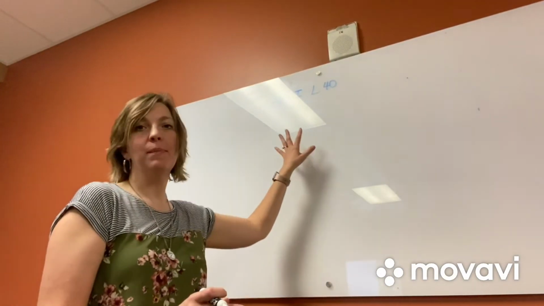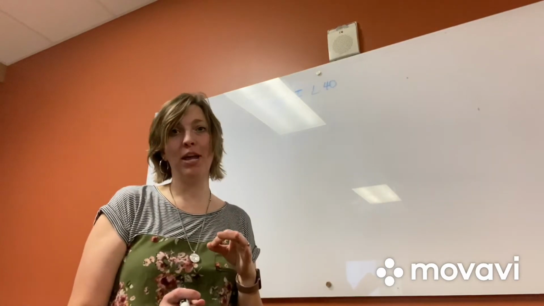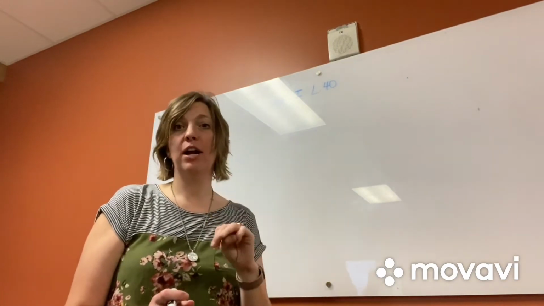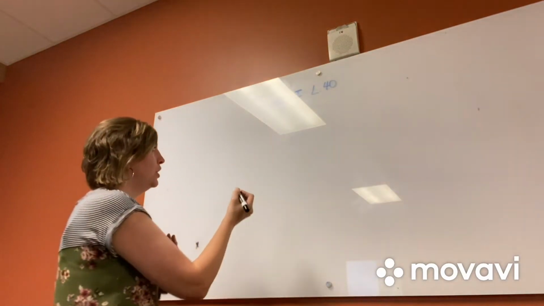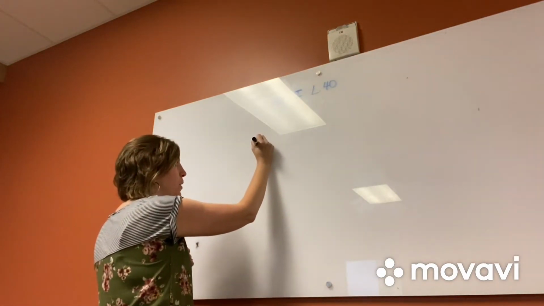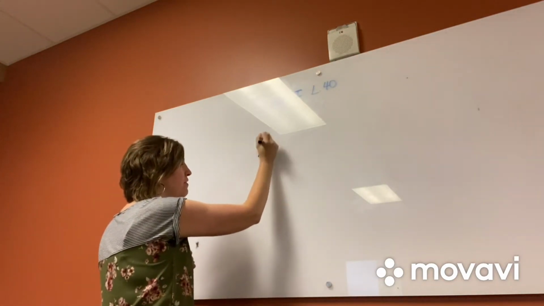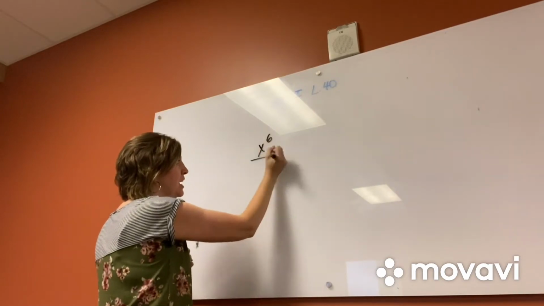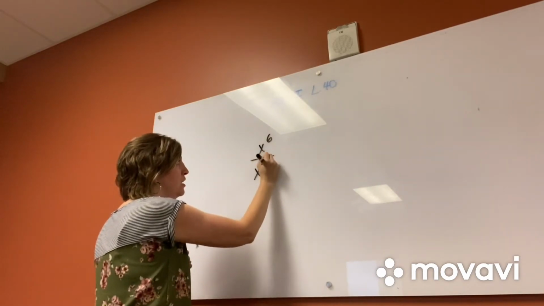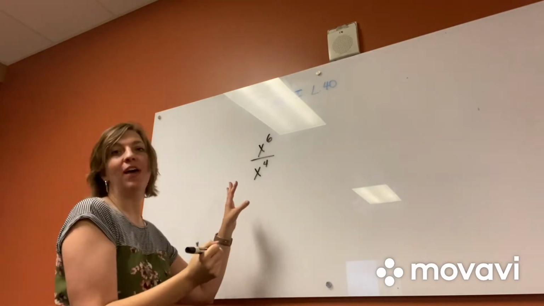But we want to make sure that we're understanding lesson 40. So we just finished out with the trichotomy principle. So today we're looking at exponents that we're dividing. So if I have x to the 6th and I'm dividing by x to the 4th, let's talk about that.